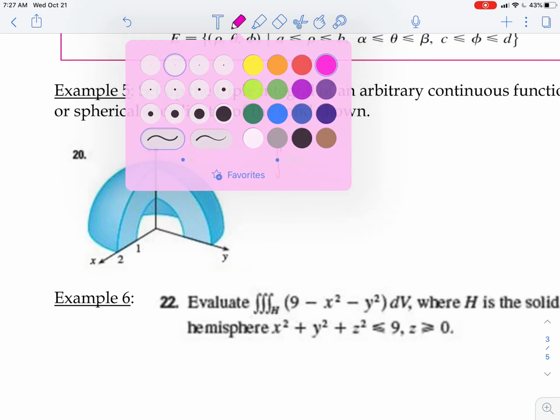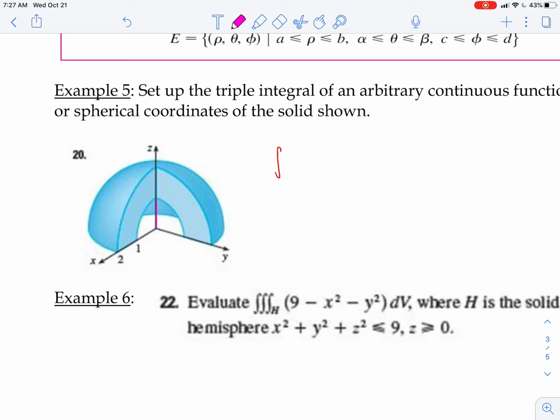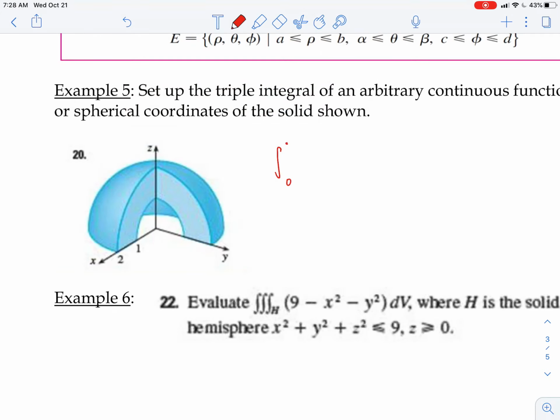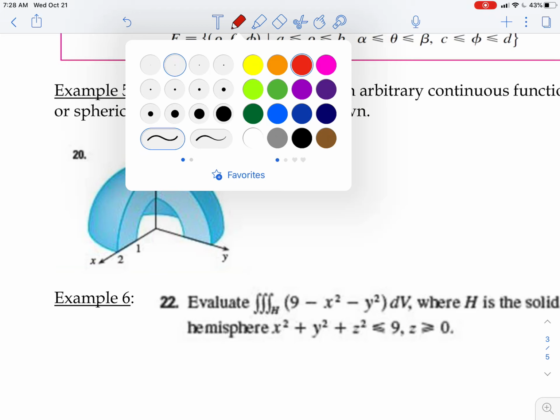What's going to come first is our phi. Again, phi is the angle measure from the positive z-axis. So here I'm just going to show you. That's 0, and then all the way to pi over 2. So it does a half of a rotation. So then that's just going to be 0 to pi over 2.